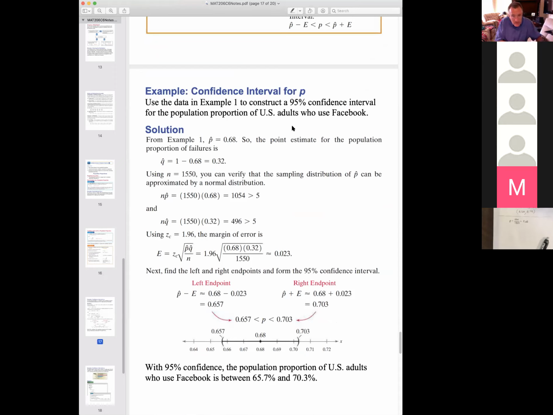So let me write down all the critical information. We want a 95% confidence interval for this population proportion, 68%. I'm going to stop sharing that, see if we can get the camera to work for us. Okay, so what will we do?